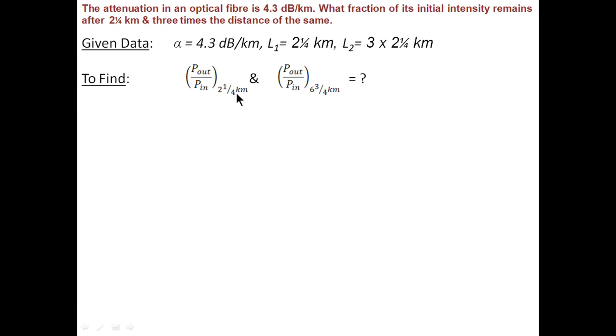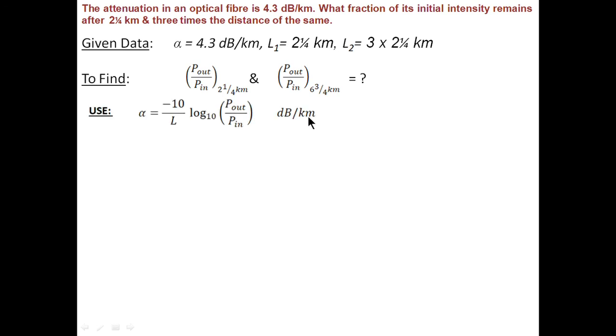Okay, remember that. So that's nothing but 250 meter, 0.25 kilometer, and 3/4 is 0.750 kilometer. So it will be 2.25 kilometer and 6.75 kilometer. That you have to find out. So this ratio, that is how much output power you get with respect to input. You don't know P input, P output and all. We want to calculate the ratio for this much length and this much length of optical fiber. That is the distance at which these are traveling.